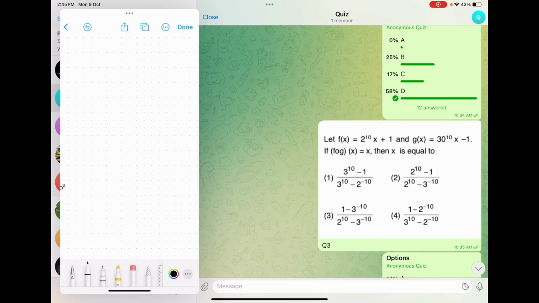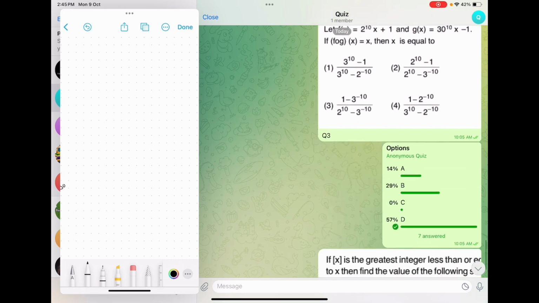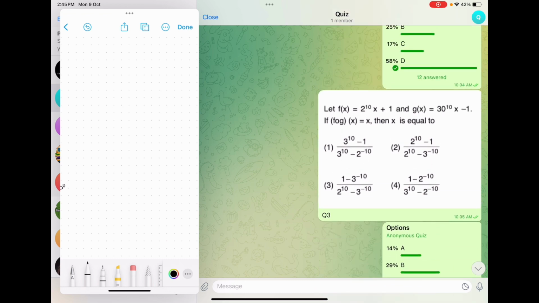Next one, if you see, this is a bit calculative question. f of x is this, g of x is this, f of g of x is x, then x equals what? This is very calculative, I would say. So f of g of x is 3 to the power 10x minus 1. Now we have to put this in f of x. So f of x is this, so 2 to the power 10x is this complete term, which will be 3 to the power 10x minus 1 plus 1. Okay, this we got as g of x. Now this is equal to x.